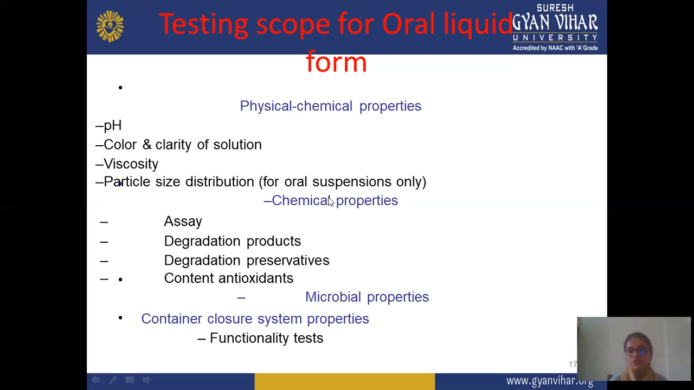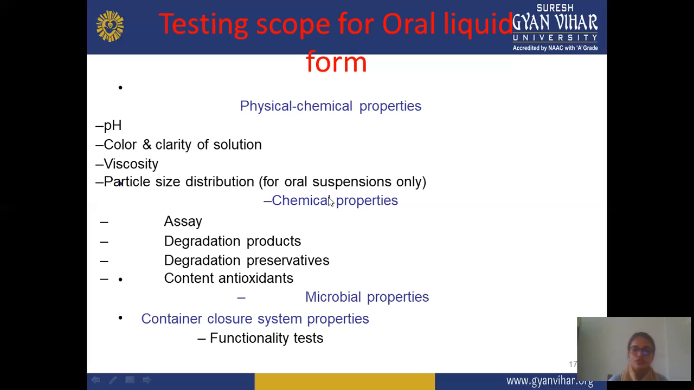Next is assay. In chemical property, with the assay you can assure whether a specific amount of drug is present in your formulation or not. Suppose you are preparing a syrup and the concentration of the drug is 1 gram in 50 ml syrup. In this condition, we check whether that particular 50 ml container has the sufficient or required amount of drug concentration or not.